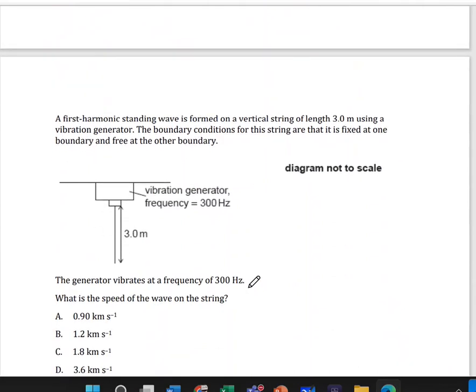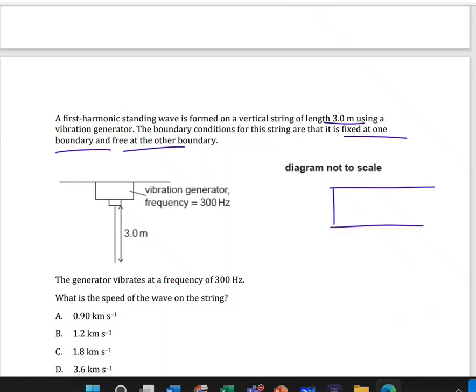30. A first harmonic standing wave is formed on a vertical string of length L, 3 meters, using a vibration generator. The boundary conditions for this string are fixed at one end and free at the other. So at the fixed end, we will have a node. This is the first harmonic, and the other end will have an antinode.